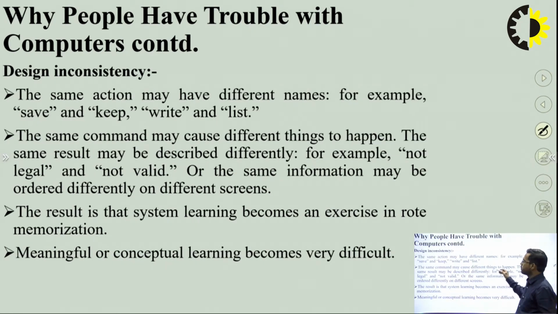Design inconsistency: basically the same action may have different names. For example, save and keep, write and list. The same command may cause different things to happen. The same result may be described differently, for example legal or not legal, or the same information ordered differently on a different screen. So the result is that system learning becomes excessive memorization, not meaningful or conceptual, and learning becomes very difficult.